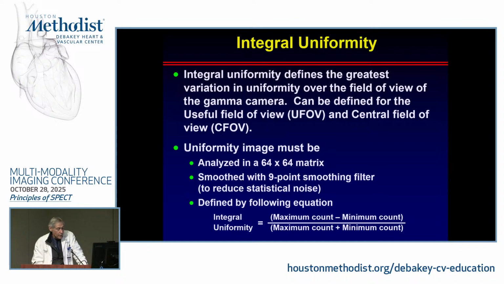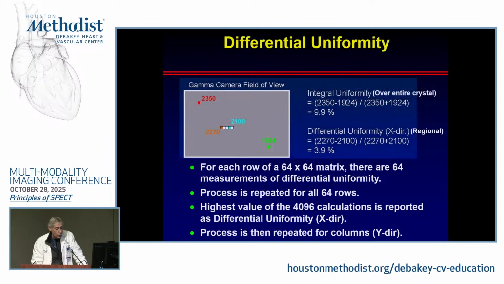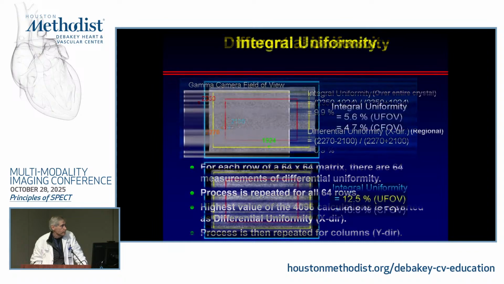It's imperative that we make sure that these images are acquired in a certain way to be able to look and make sure the surface of the camera is uniform across the sodium iodide crystal. And differential uniformity, not to belabor the point, but the techs do this every day in terms of looking along both horizontal and vertical lines, whether there's uniformity across certain pixel groups.